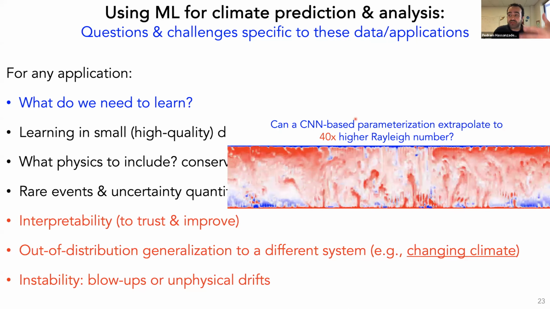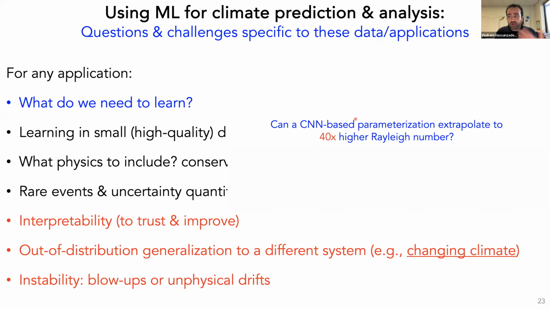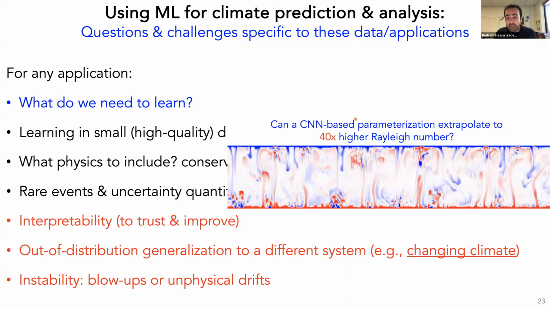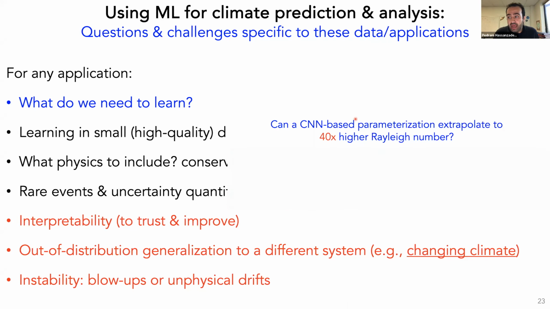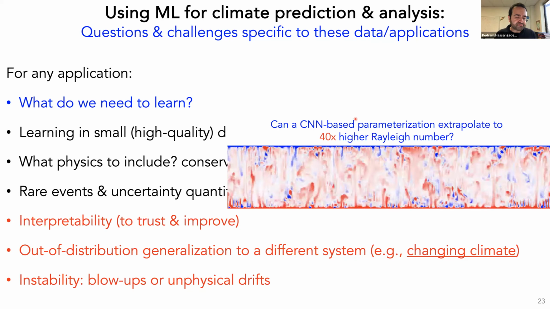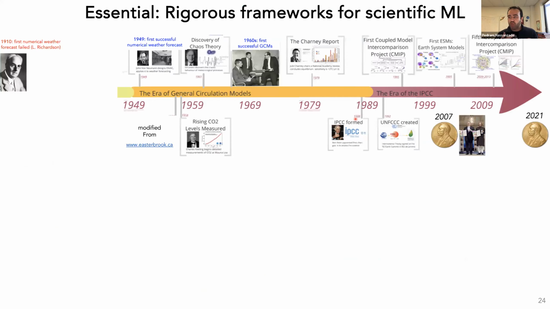And for example, all of these data-driven weather models that have good forecast skill up to 10 days or so, they actually blow up or show unphysical drifts when we run them for weeks or months. So there are promises. There has been some progress, but also there are a number of major challenges.